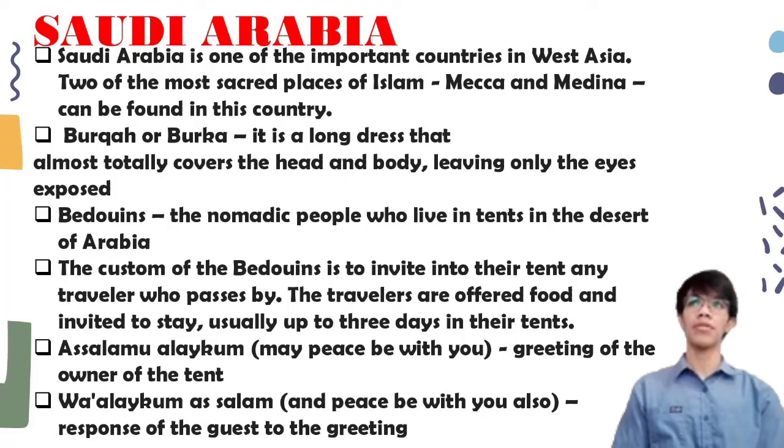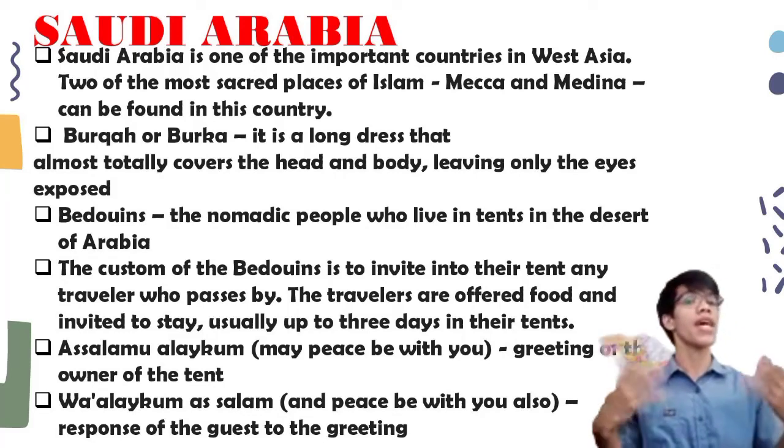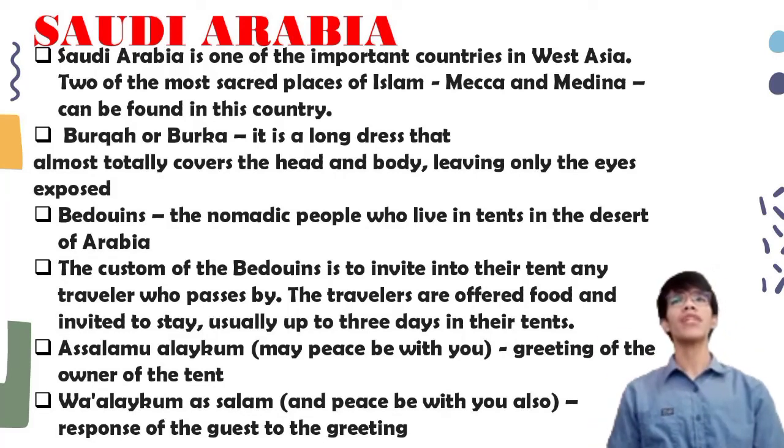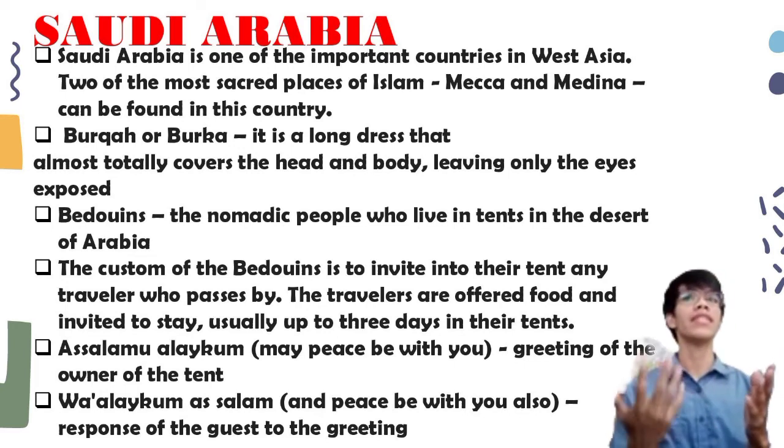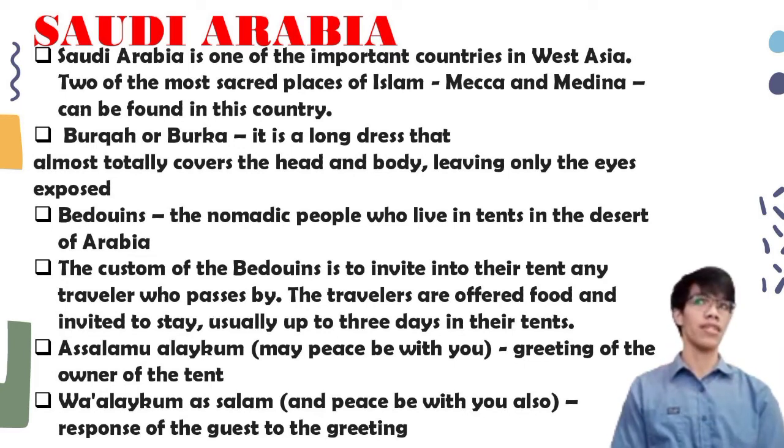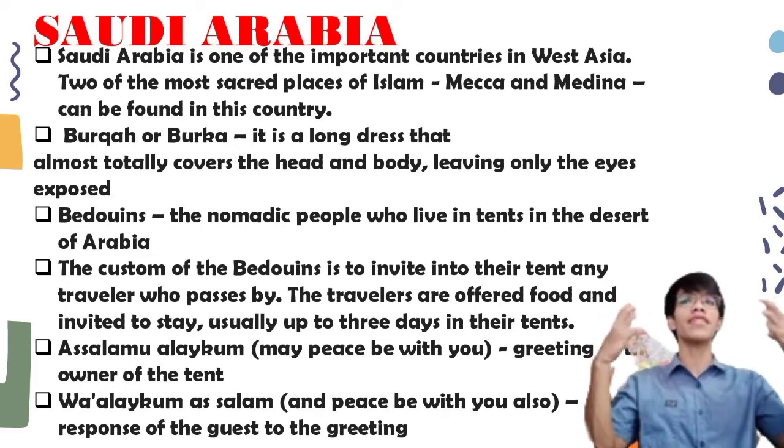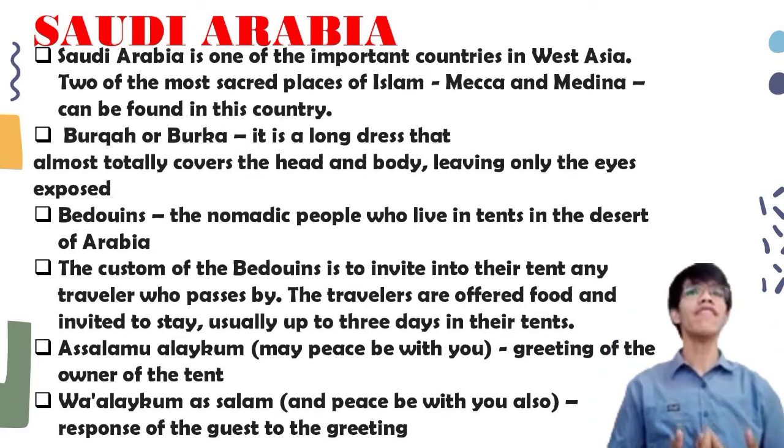Now, let's proceed to the ways and behavior in Saudi Arabia. Saudi Arabia is one of the important countries in West Asia. Two of the most sacred places of Islam, Mecca and Medina, can be found in this country. Burqa: it is a long dress that almost totally covers the head and body, leaving only the eyes exposed.